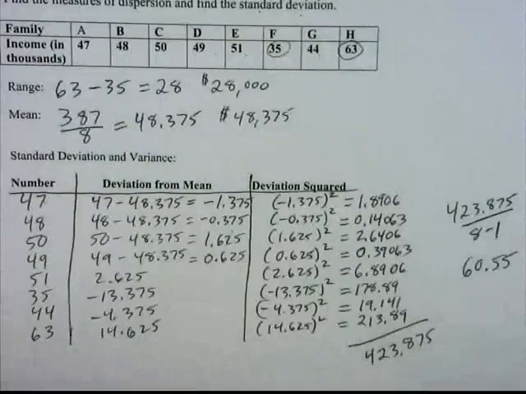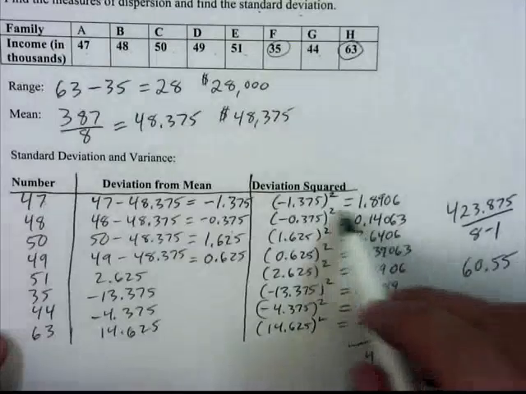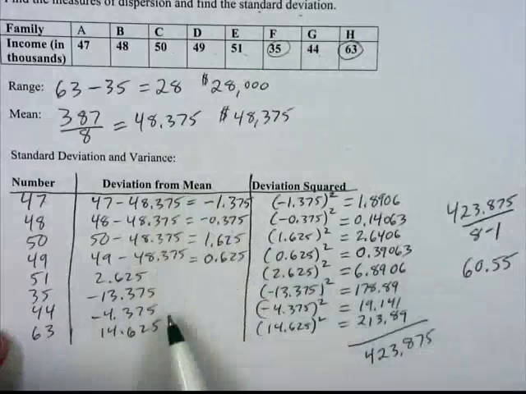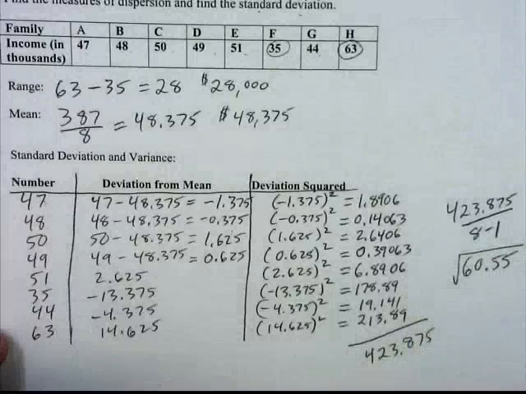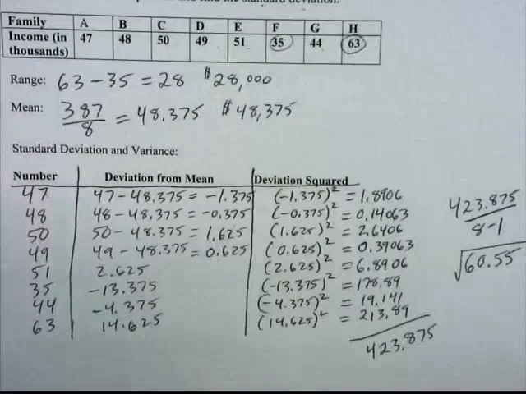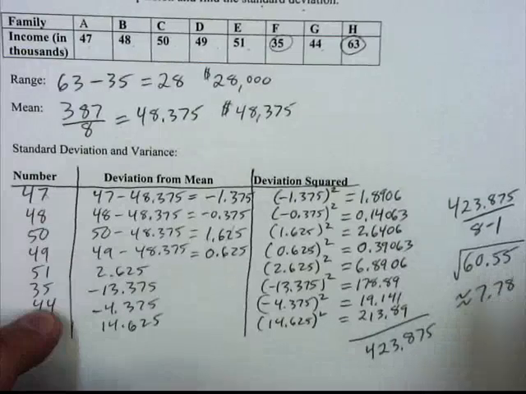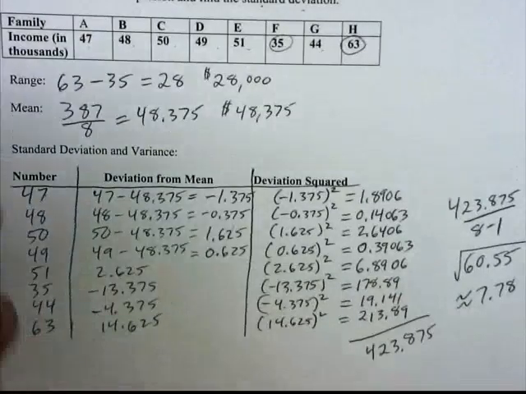Alrighty? And now, my last thing I'm going to do is, remember we were squaring all of these? So I want to get back to the actual deviations. So I'm going to undo those squares by taking the square root of that. And that's going to come out to be about 7.78. And that is going to be my standard deviation for this set of data.